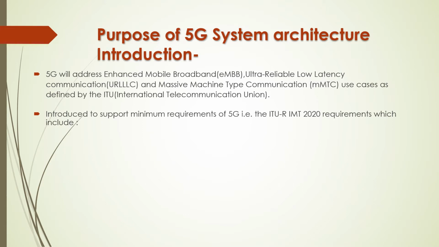First one is eMBB, enhanced mobile broadband. Second one is URLLC, ultra reliable low latency communication. And third one is massive machine type communication. Enhanced mobile broadband is simply the enhancement of the current broadband which we are using. It will increase the speeds, up to 20 Gbps is the limit of the 5G networks, and even more.